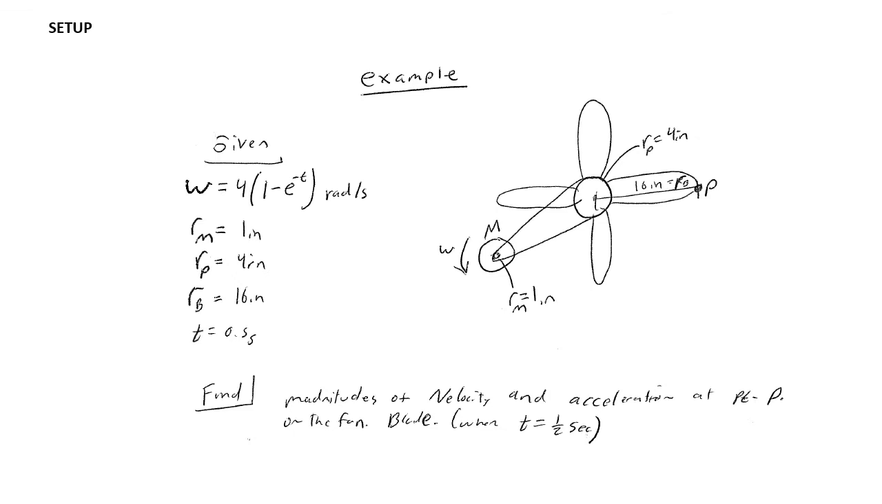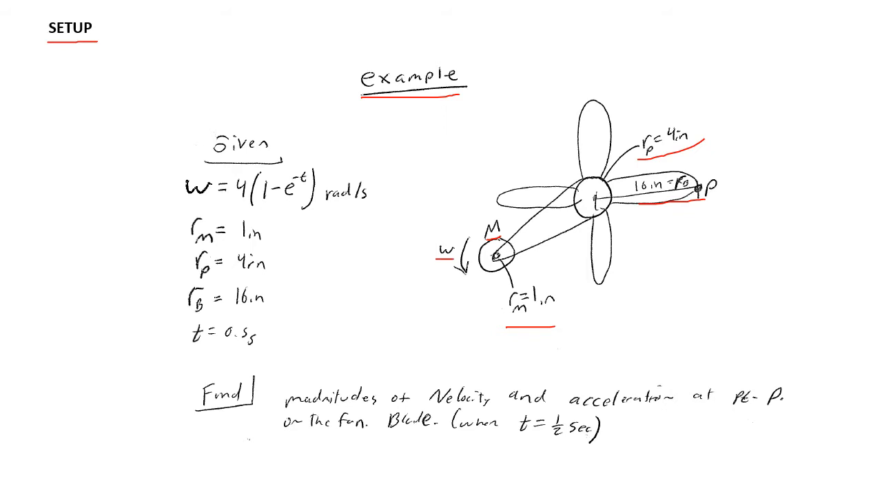So now that we've had a chance to read through the problem statement, understand what they've given us in the wording and the initial diagrams, and what they're asking us to solve for, our next step is to create our setup page here. So for this example, I redraw out my diagram. Here's my motor M down here. My R sub M is 1 inch, my R sub P is 4 inches, and my R sub B for the blade is 16 inches here.